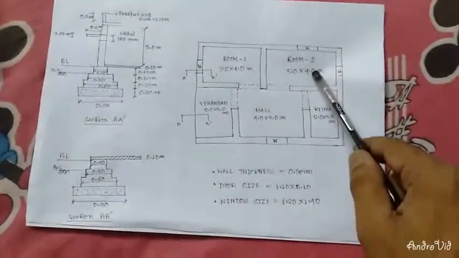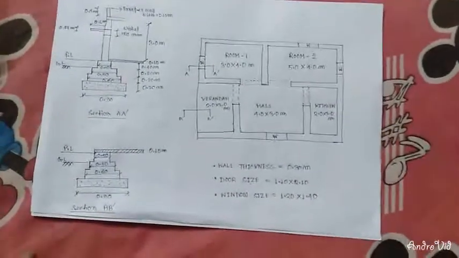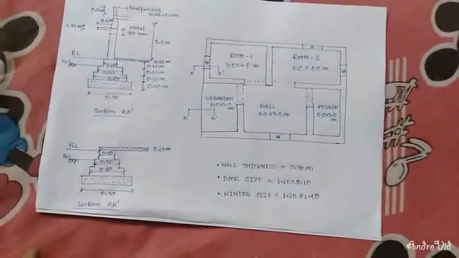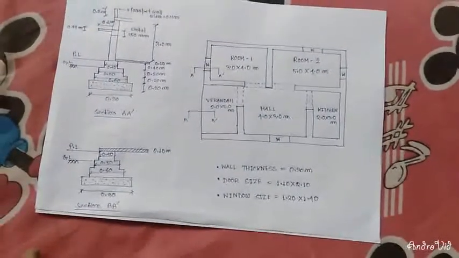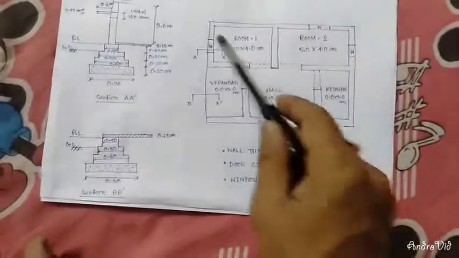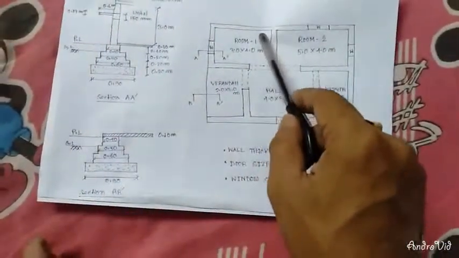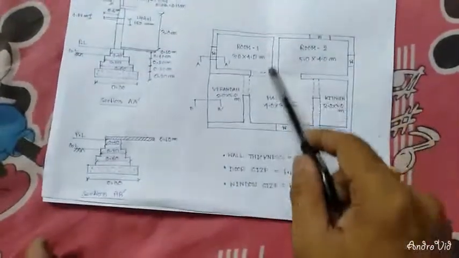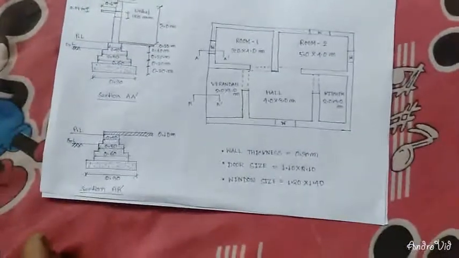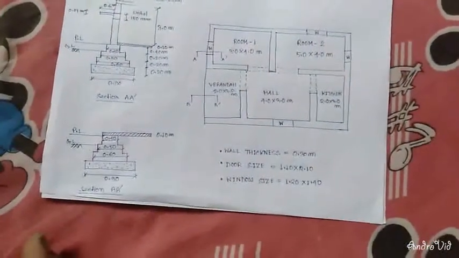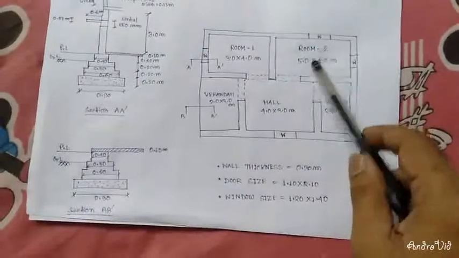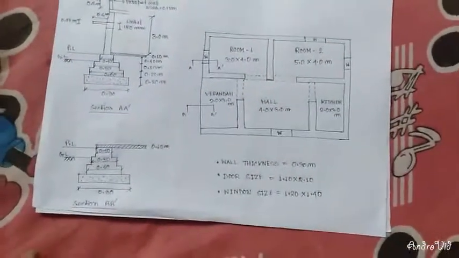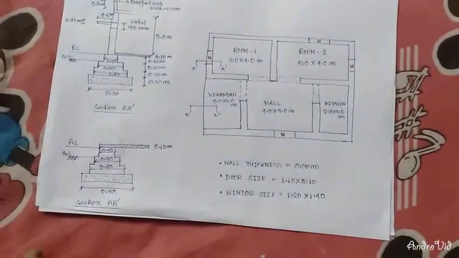Here in our drawing we have 2 rooms. This is room 1 and this is room 2, and the dimensions of those rooms are given. For room 1, it is 3 into 4 meter: 3 meter for the horizontal dimension on this side, and 4 meter for the vertical dimension on this side. For room 2 the dimension is 5 into 4, again 5 meter for the horizontal side and 4 meter for the vertical side.